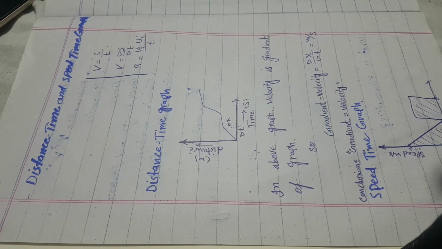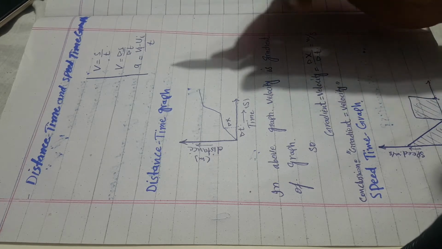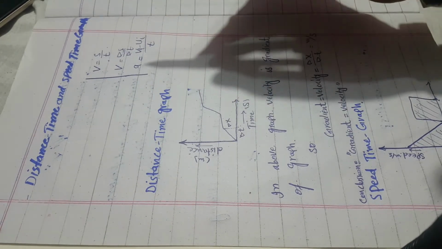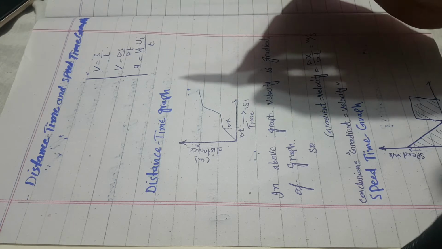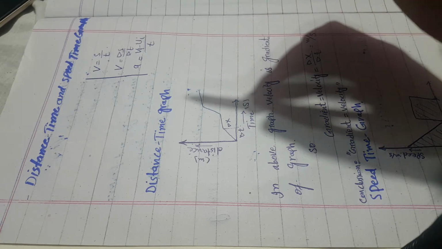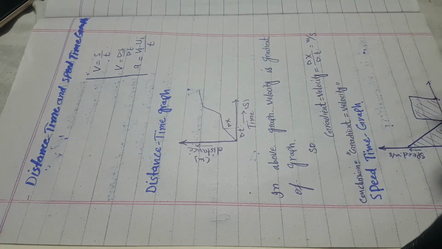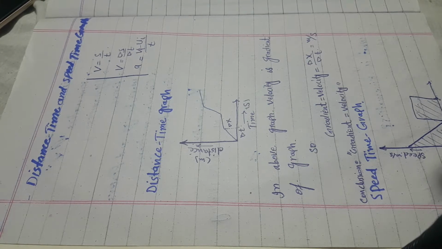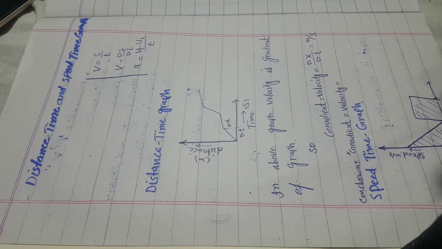Today we are going to discuss the distance time and speed time graph. First we will discuss the distance time graph, then we will discuss the displacement time graph, then we will move towards the velocity time graph.